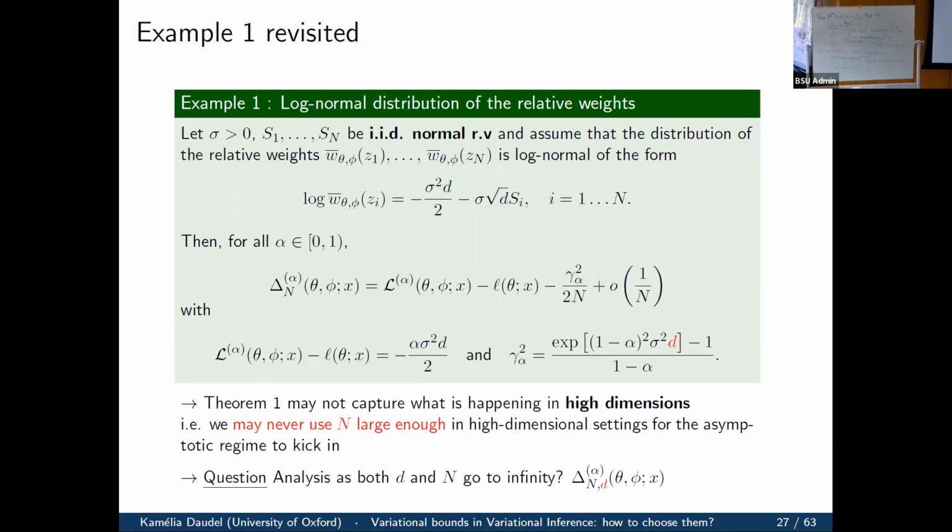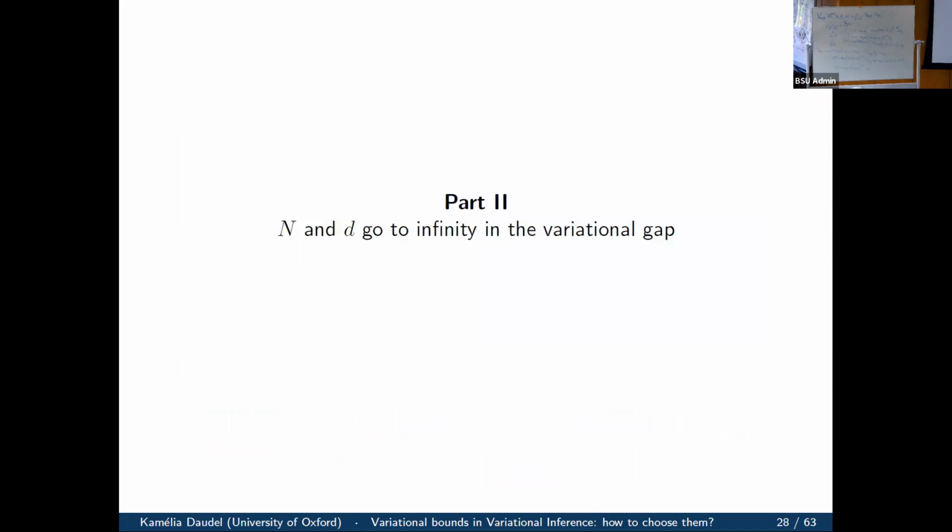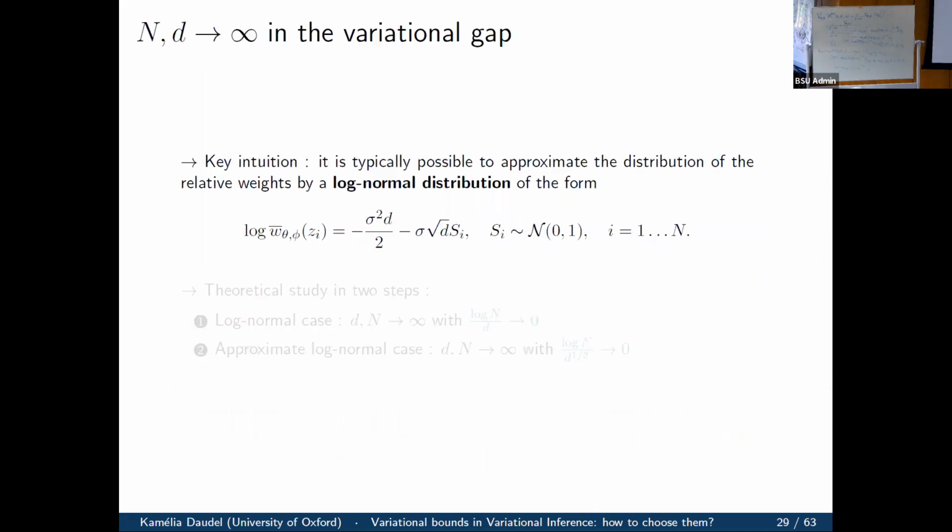Good. So now we're moving on to part 2, which is to see if we can derive theoretical results in the variational gap when n and d go to infinity. The key intuition that we had was to trace things back to the log normal assumption that we were making on the relative weights. We're going to say, okay, it might actually be likely that in practice, in high dimensional settings, our relative weights have a log normal distribution. We'll get into the detail as to whether or not this is reasonable, but that was the intuition we had when we were working on the paper.